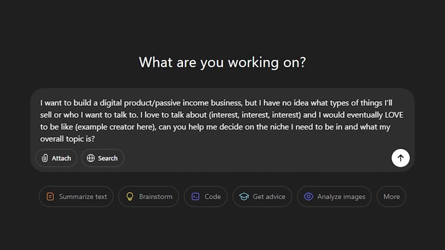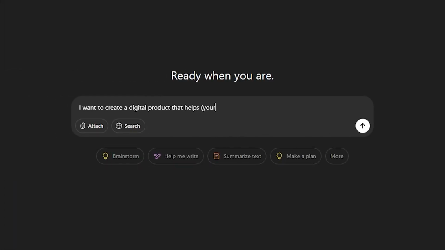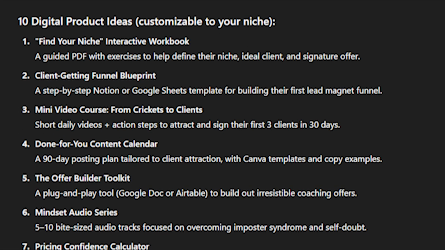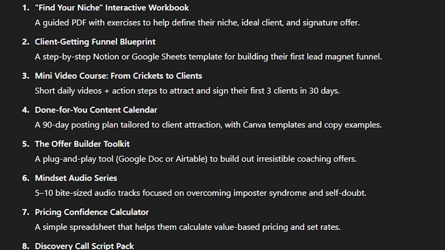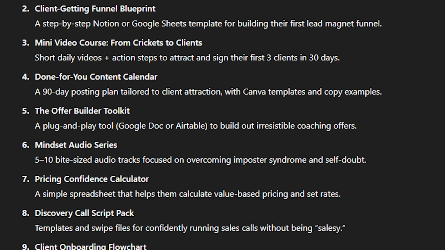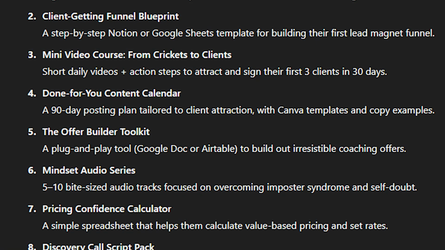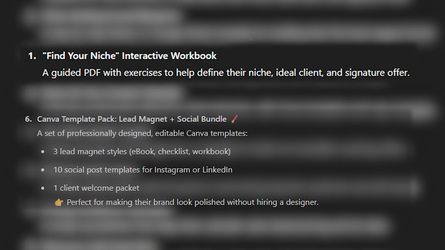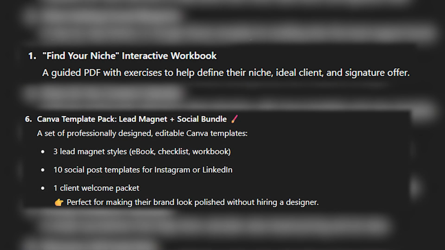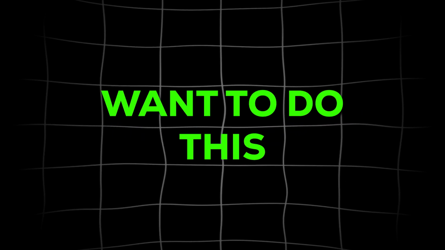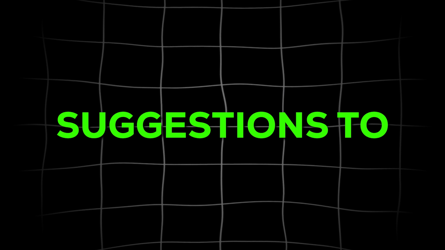It may actually be easier to do this by entering this prompt. I want to create a digital product that helps your niche/person go from point A to point B. Give me 10 ideas that would help do that. Looking at the responses, you are sure to get underway because the suggested digital products are simply fantastic. Depending on the information ChatGPT has given, you will get suggestions ranging from an ebook to Canva templates. It can even suggest that you attempt to sell a bundle. With that in mind, you have to make sure that this is exactly what you want to do. This means that you don't have to follow their suggestions to the letter.